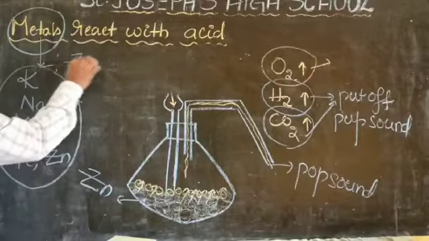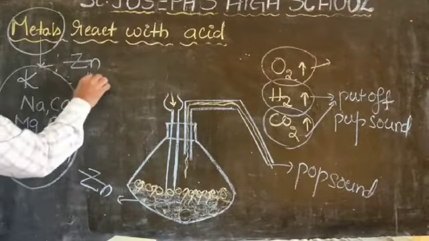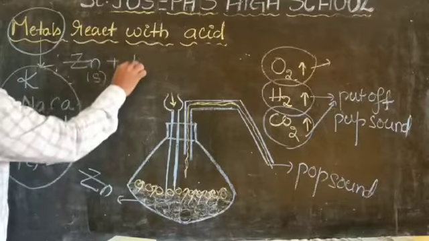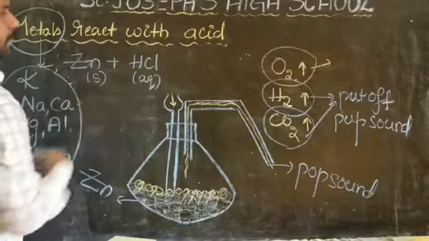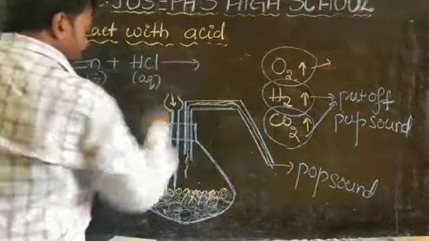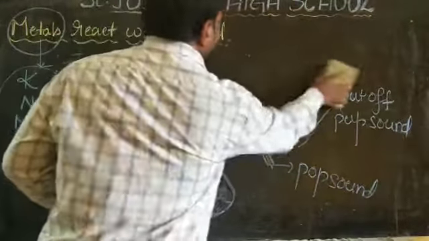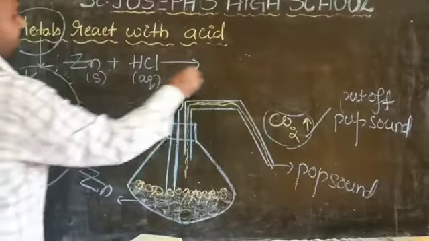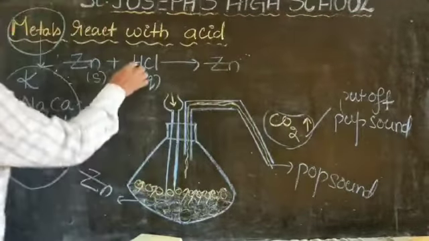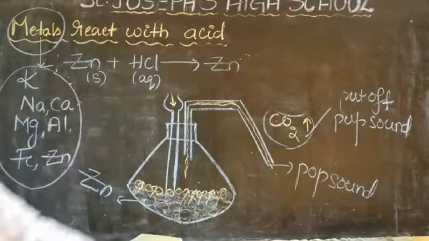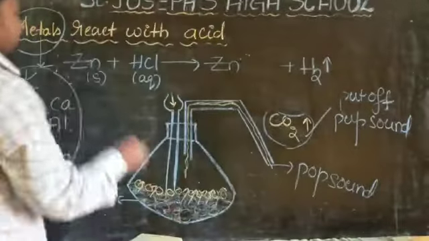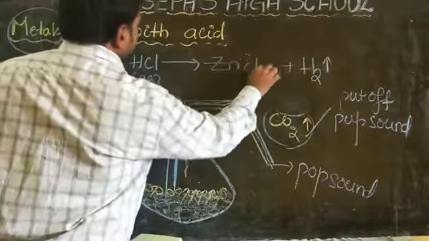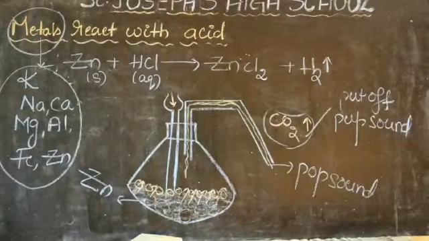The total experiment I will write as an equation here. Metal zinc, a solid, reacts with HCl, an aqueous solution. What are you getting? Zinc combined with HCl, hydrogen gas is released, and zinc chloride is formed. Is it clear, children?